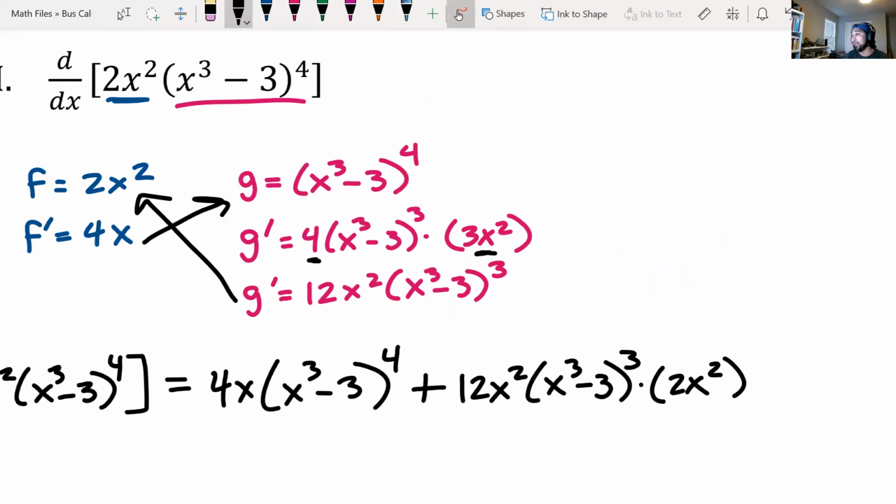All right, and now clean up. This is fine as it is, 4x times (x cubed minus 3) to the 4th, but on the right side, we can do the 12x squared and the 2x squared together.